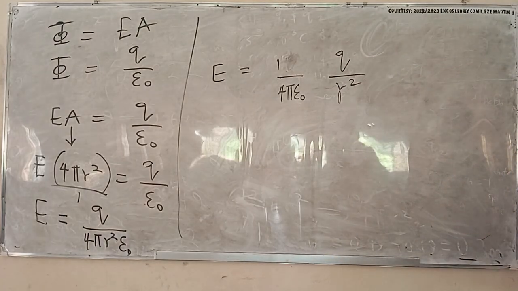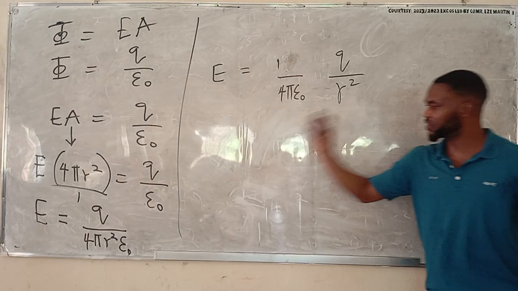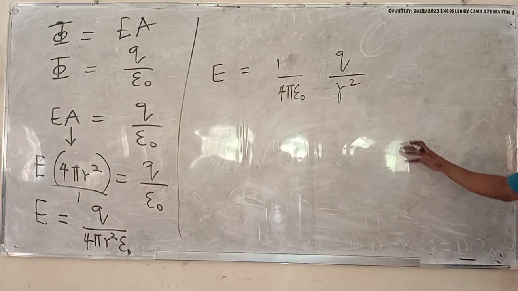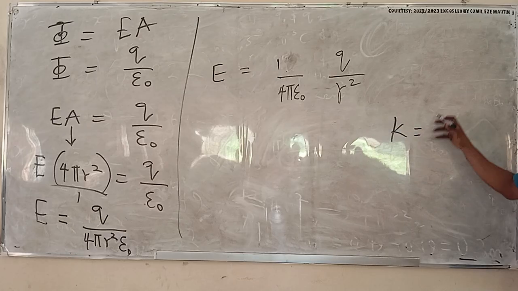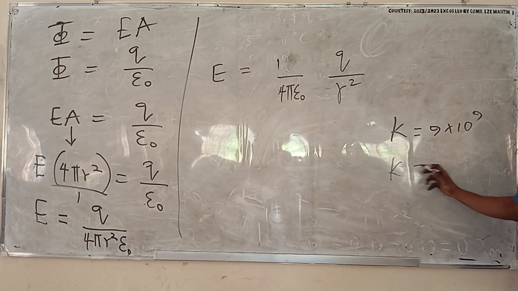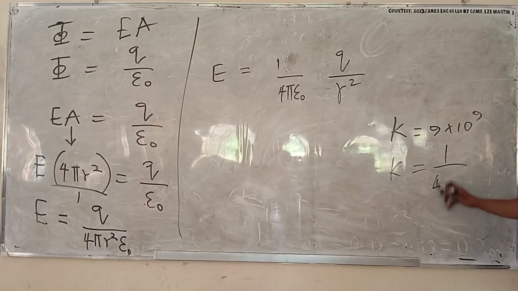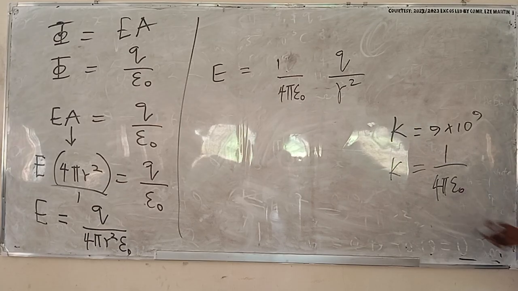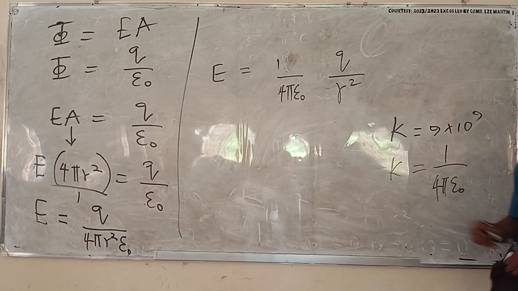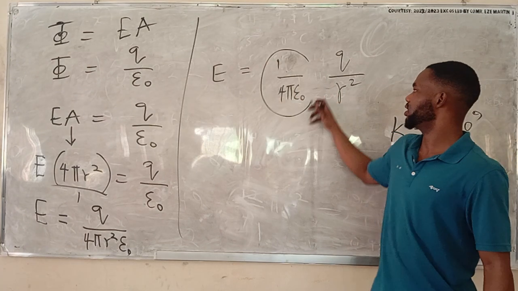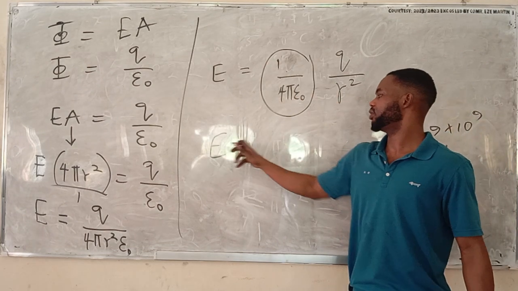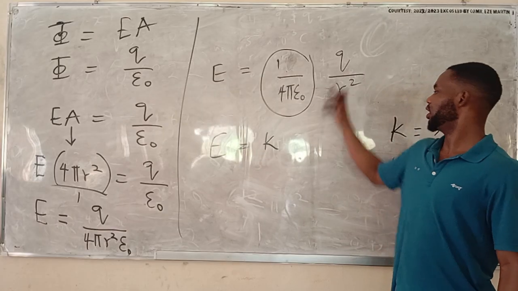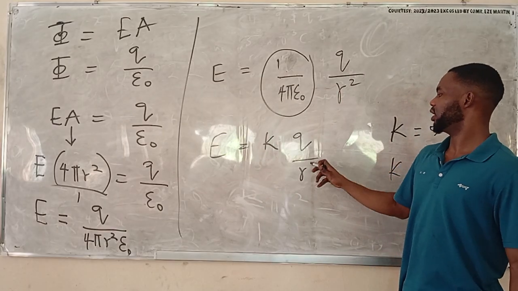Now, do you remember that when we started, this thing is the same thing as this? If you remember, there was a time when we said that k is equal to 9 times 10 raised to the power 9, and that k is also equal to 1 over 4 pi epsilon naught. Do you remember? I said something like that before. So if that be the case, I can replace everything here with k, so that E will be equal to k Q over r squared.